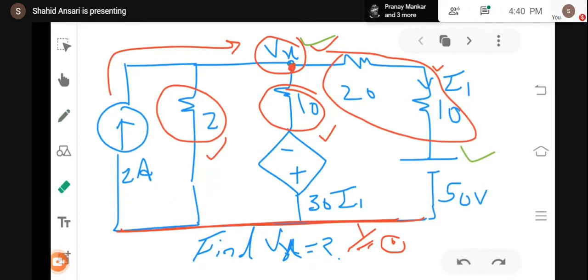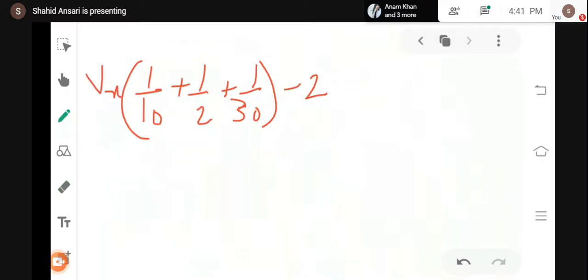We are not solving university numerical. For university numerical, it is a must. For competitive related numerical, this is not desired. Okay, so you must be able to write down directly. How can we write down directly? Minus of plus 50 divided by this complete 30. Okay, so minus of this plus 50 divided by complete impedance, that is 30.